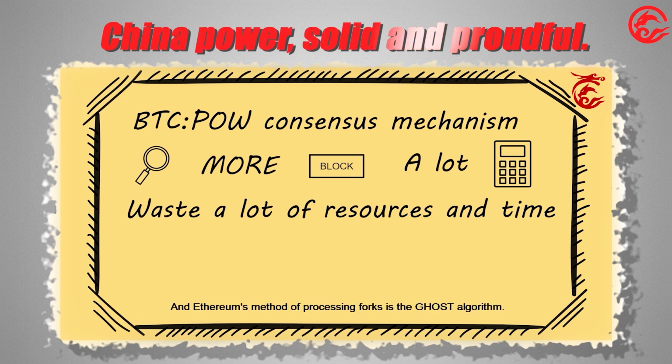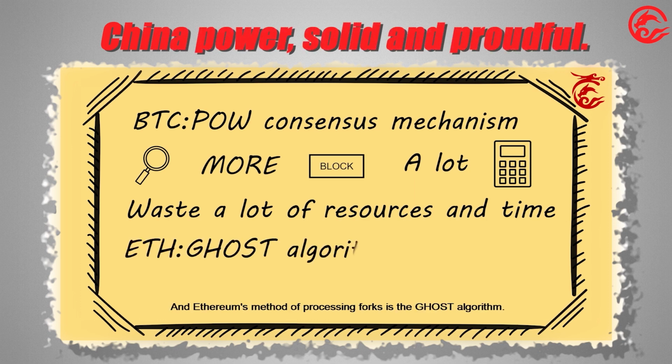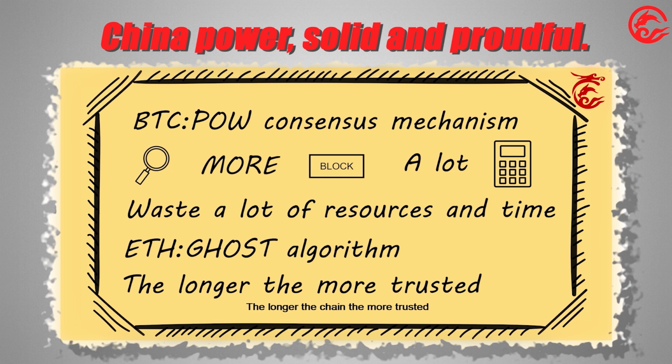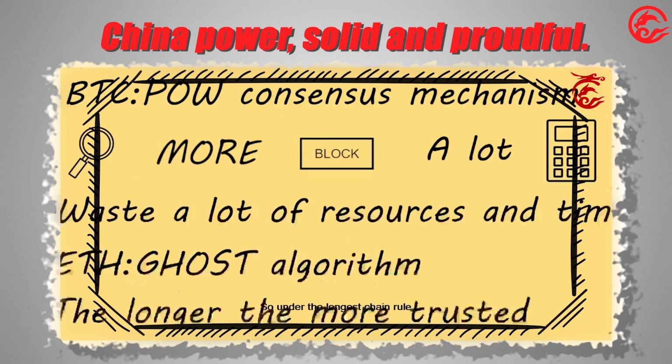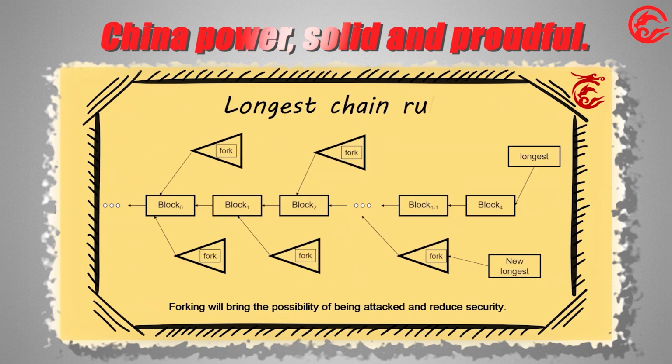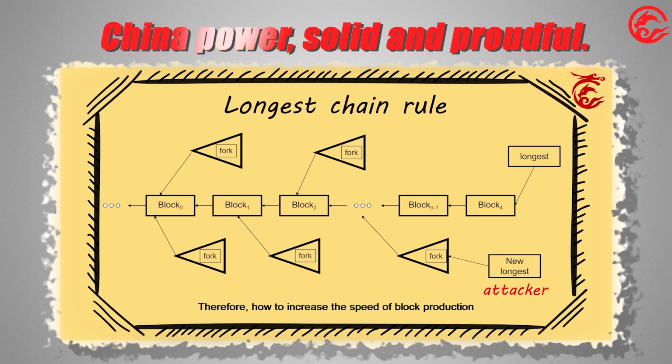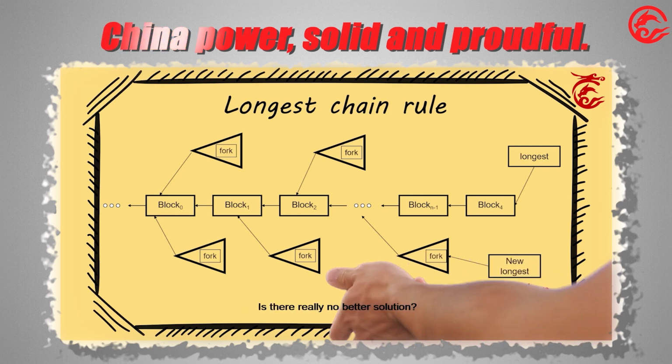And Ethereum's method of processing forks is the GHOST algorithm. The longer the chain, the more trusted. This does not fundamentally solve the problem, because it is still the longest chain rule. So under the longest chain rule, forking will bring the possibility of being attacked and reduce security. Therefore, how to increase the speed of block production without losing security has become the main bottleneck. Is there really no better solution?